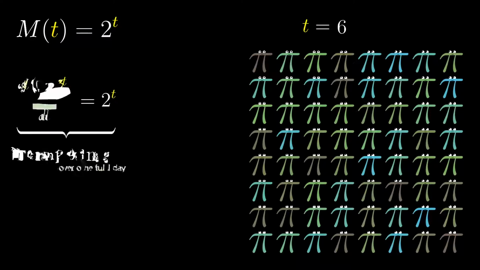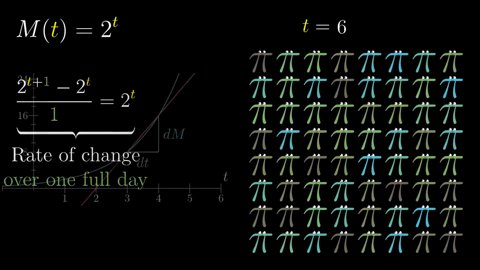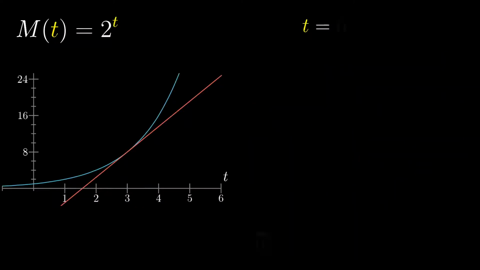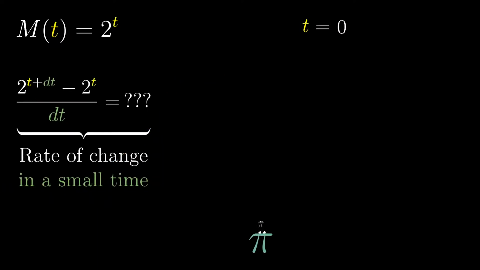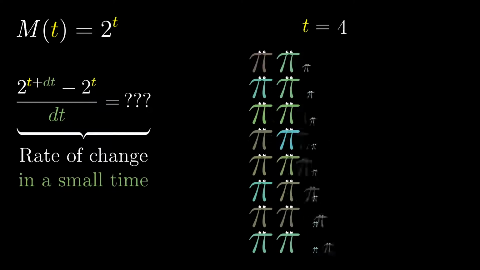What we're doing here is making comparisons over a full day, considering the difference between 2 to the t plus 1 and 2 to the t. But for the derivative, we need to ask what happens for smaller and smaller changes. What's the growth over the course of a tenth of a day, a hundredth of a day, 1/1,000,000th of a day? This is why I had us think of the function as representing population mass, since it makes sense to ask about a tiny change in mass over a tiny fraction of a day, but it doesn't make as much sense to ask about the tiny change in a discrete population size per second.